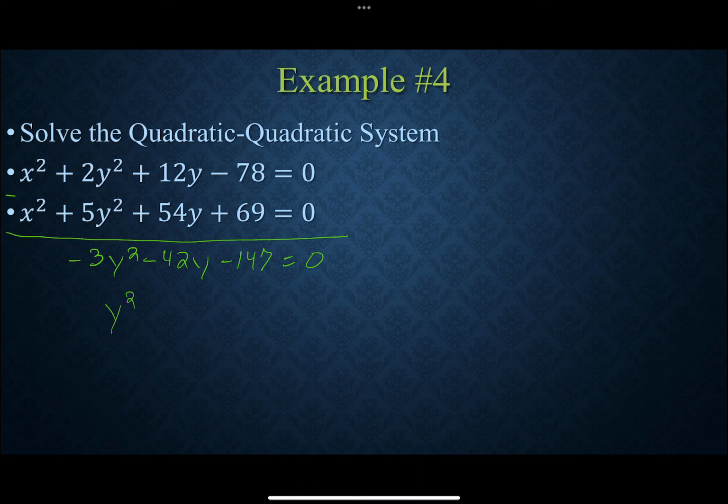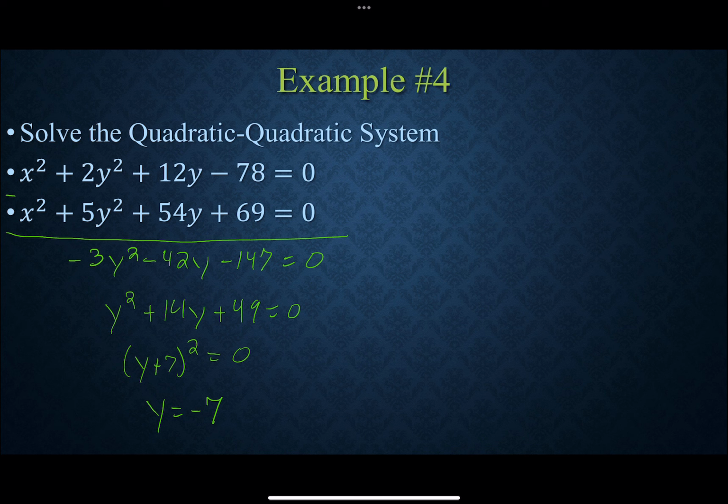So we divide everything by the negative 3, and we get y squared plus 14y plus 49 equals 0, which is y plus 7 squared. So we only get one answer for that y value. So there could be a one solution situation, that could be this, or there could be two, because when we plug this back in, there's still an x squared. There could be two x values that yield from the single y value right here.